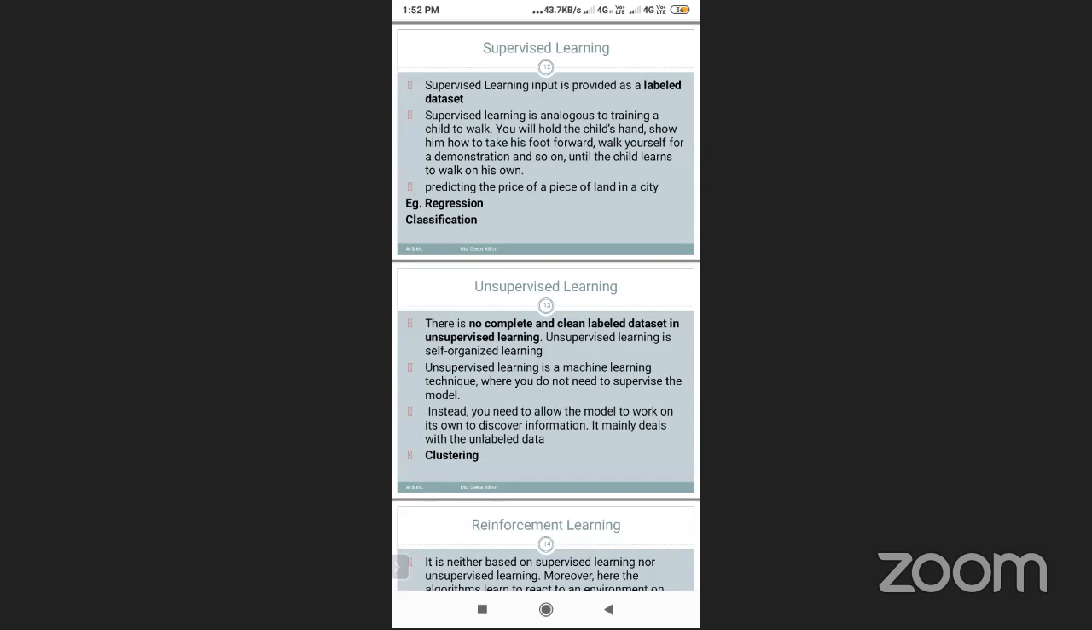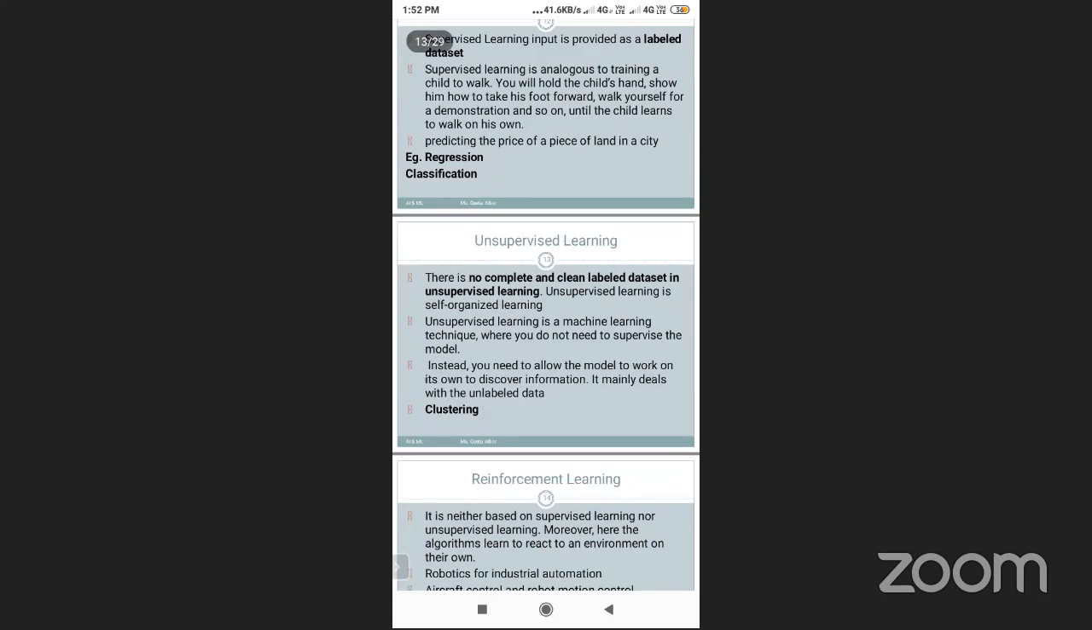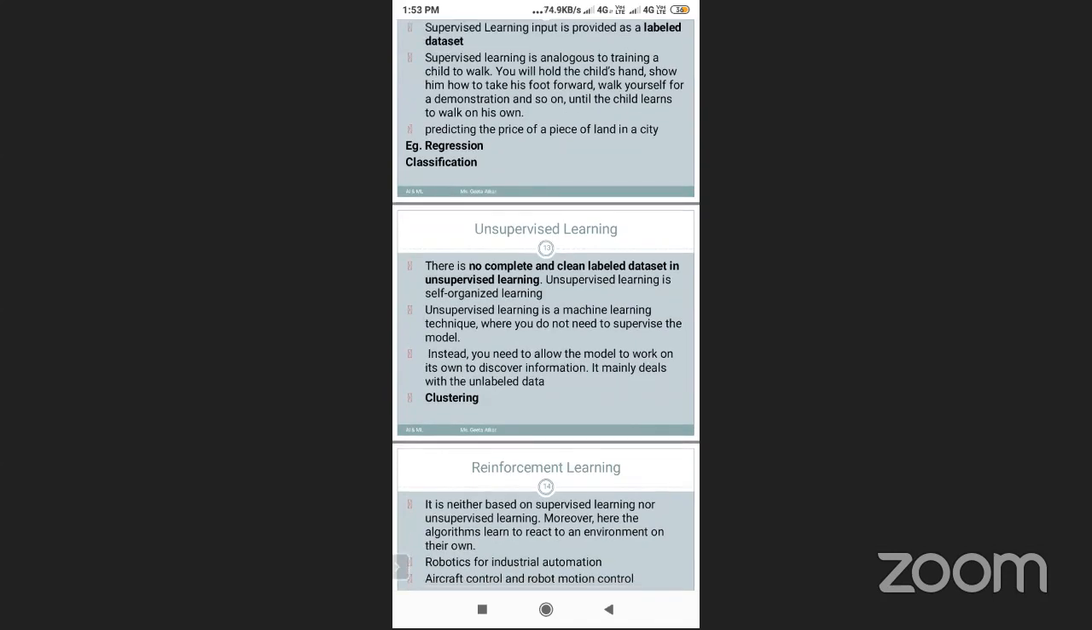Unsupervised learning is machine learning where you do not need to supervise a model, as given in the second point. Instead, you allow it to work on its own and discover the information. It is also called unlabeled data. We do not need to supervise once we have trained the system. One example of unsupervised learning is clustering. Clustering means that similar types of data are stored at a single point or in a single category. Clustering is one of the algorithms through which unsupervised learning takes place. I will explain clustering in the next few slides.